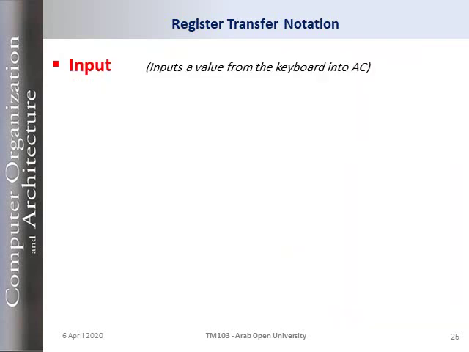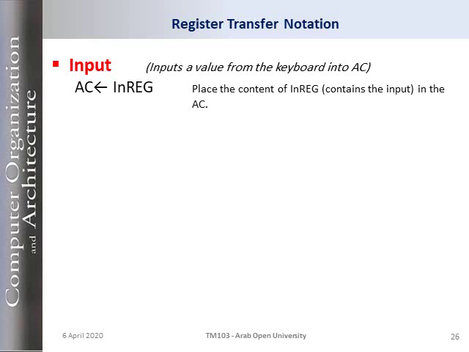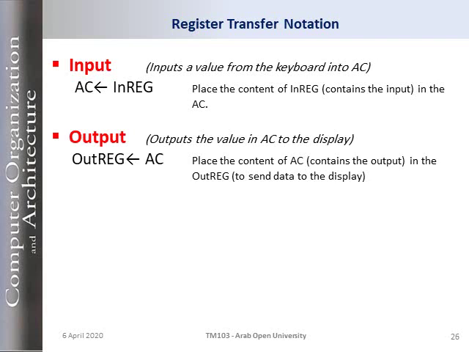What about input? Input a value from the keyboard into the accumulator. So how do we get that? We get it from the in register, or the input register. Whatever is in the input register, which contains the input, will be moved to the accumulator. It's only one step.